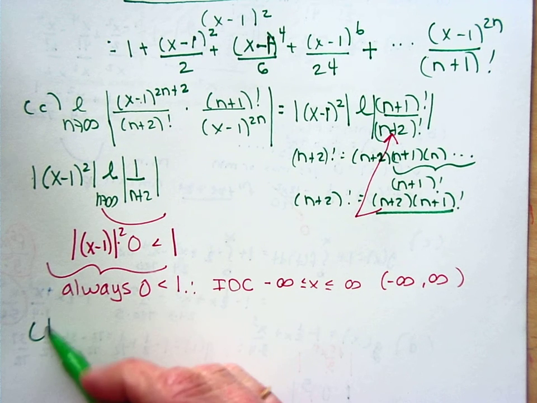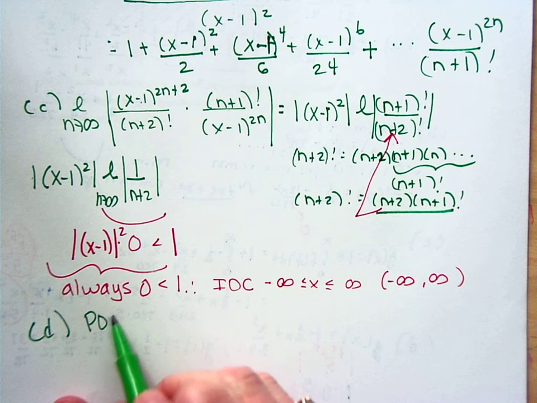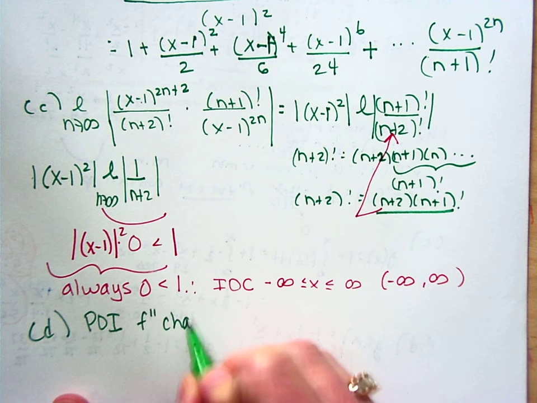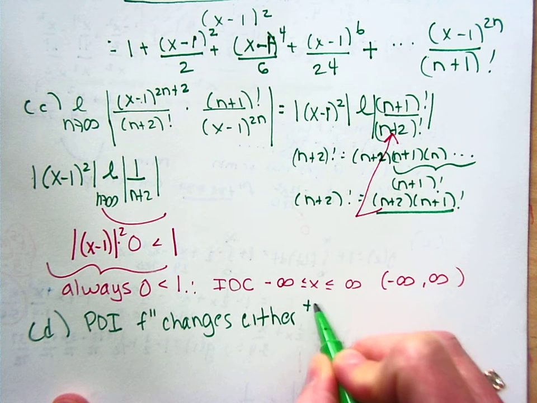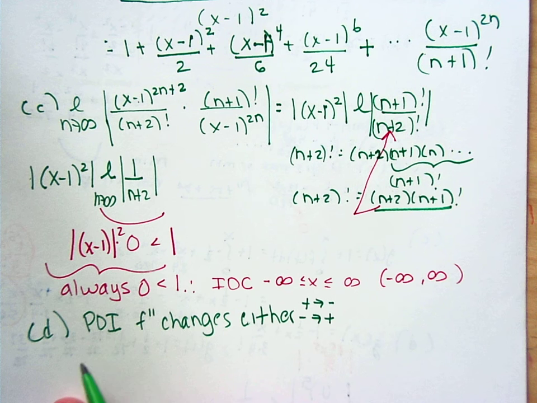Now for part D, use the Taylor series for f about x equals 1 to determine where the graph has a point of inflection. Point of inflection is a second derivative question. And remember, you have a point of inflection when the second derivative changes either from positive to negative or from negative to positive. So we know that we have f of x, so we need to calculate f prime of x.